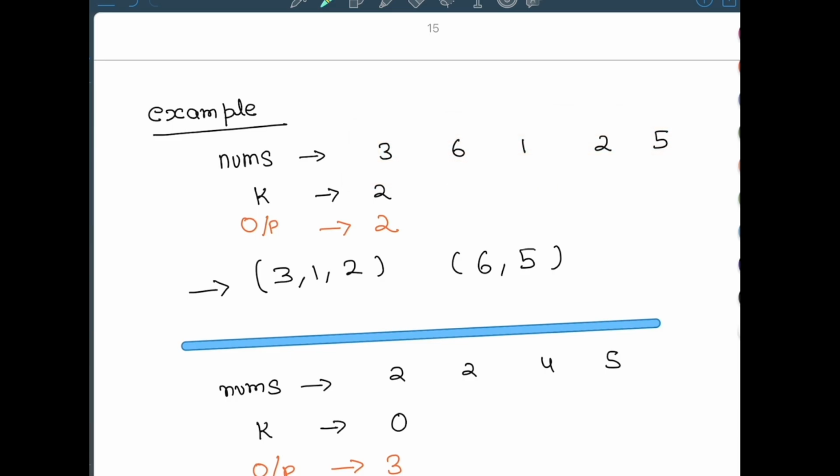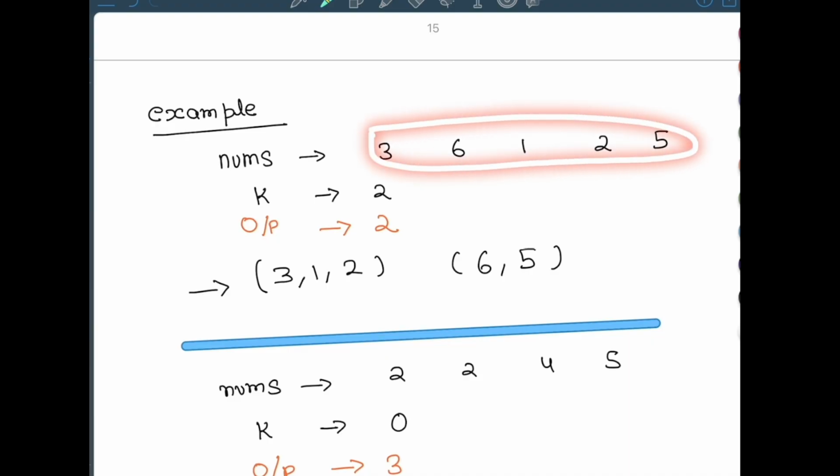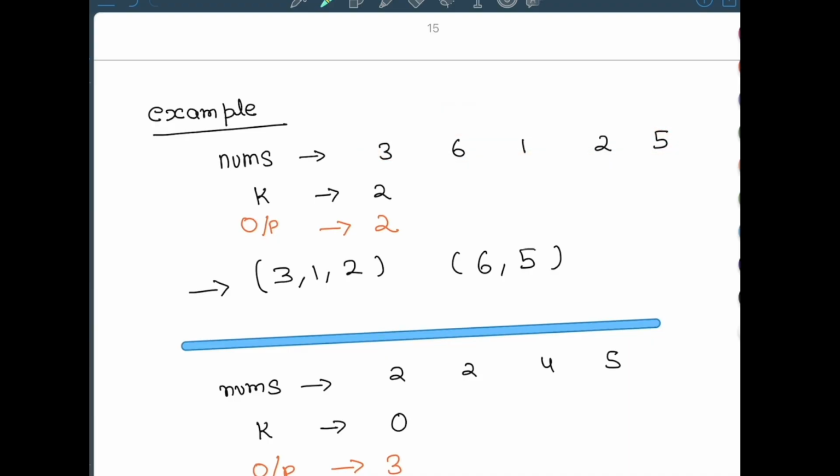That's the minimum number of groups or partitions you can have. But the thing is, if you just create one group, okay, what is the maximum out of it? It is 6. What is the minimum? It is 1. Their difference is 5. 6 minus 1 is 5. But the question says that the difference cannot be more than k in any group, right? Right now it is more than k.